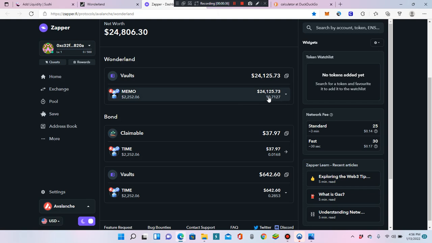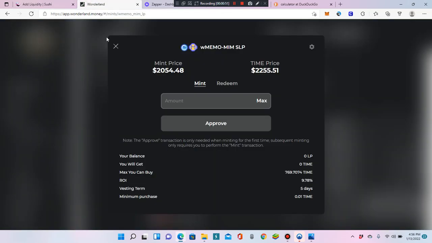So I'm going to turn this back into time, and then I'm going to swap it for mem, and then I'm going to wrap half of this, and I am going to create the LP tokens, and then we're going to mint with it. So welcome to that journey. I have actually never done this one before, the wrap memo mem SLP, and I think we have to do it in Sushi Swap. So I have that pulled up ready to go.